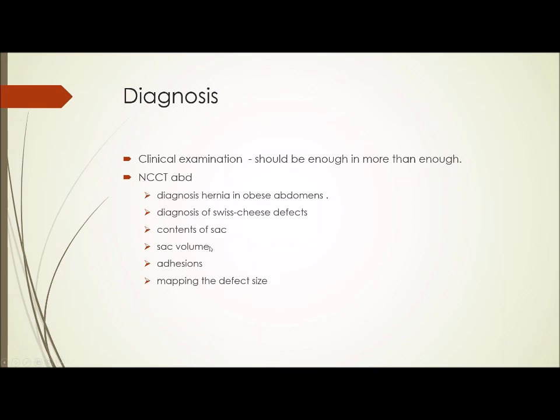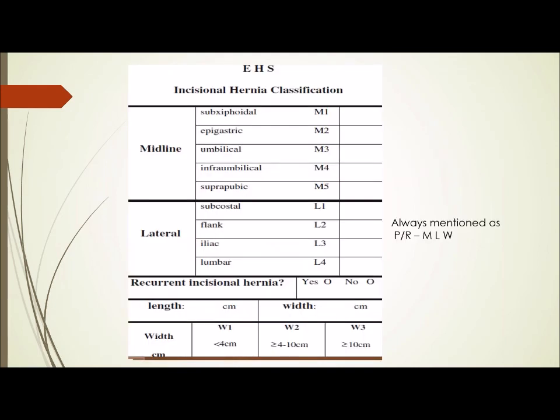Why is sac volume important? Because again, we are talking about the abdominal domain. If you have a loss of abdominal domain, basically meaning the sac volume is more than 25%, then there is a different proposition for management. If it is less, there are different options for management. And mapping of the defect size is very, very important. In these patients, adhesions again are important, and that brings us to a very important thing.